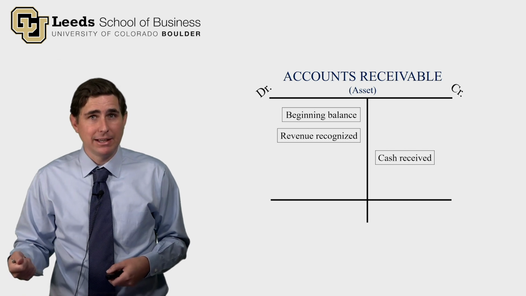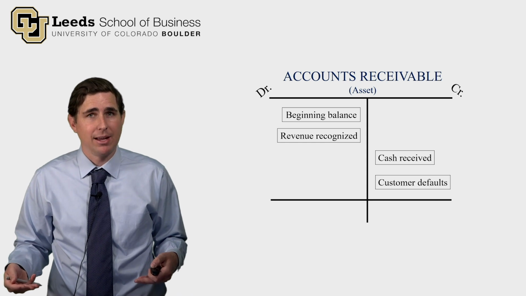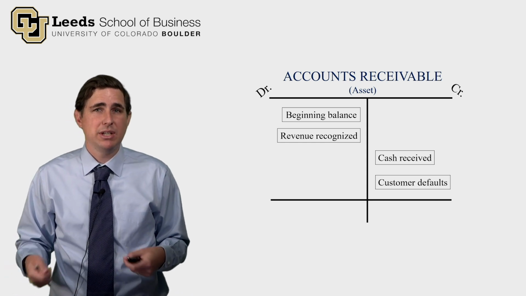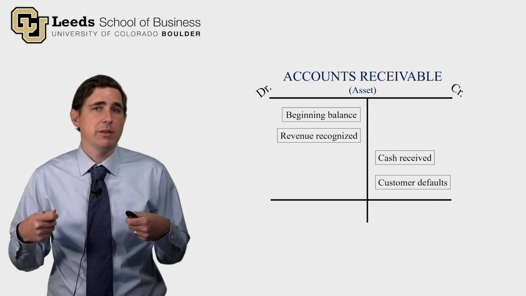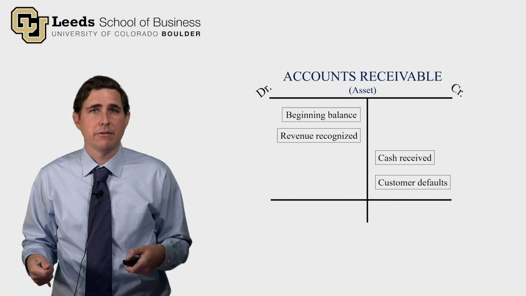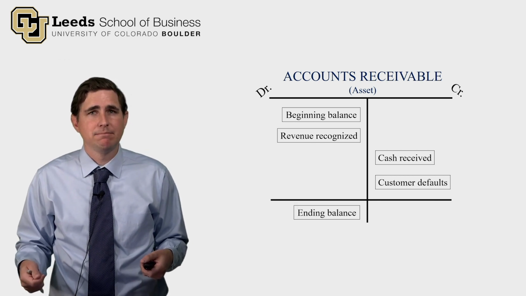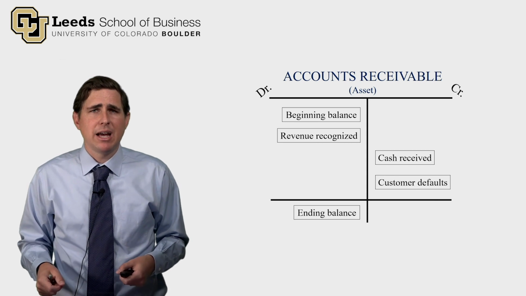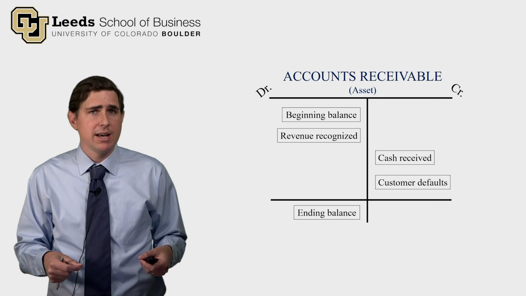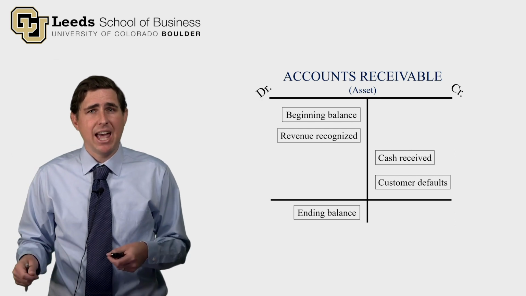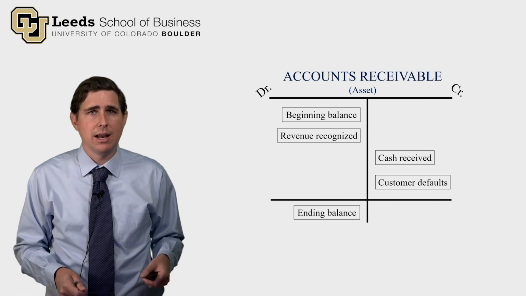Another possibility is that the customer is not of good credit quality and doesn't pay. In this instance, if the customer defaults, we'll also reduce the accounts receivable account. And we'll talk more about this when we talk about accounts receivable. Finally, you get the ending balance, which is again a debit. Another way to explain this T account would be to say you take your beginning balance plus the revenue recognized on account minus the cash received minus customer defaults equals the ending balance.